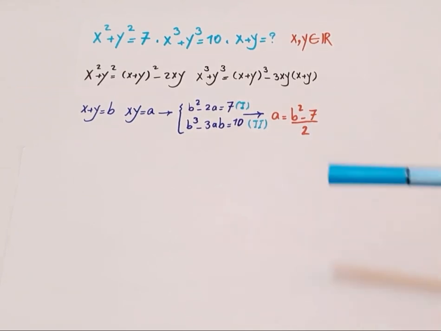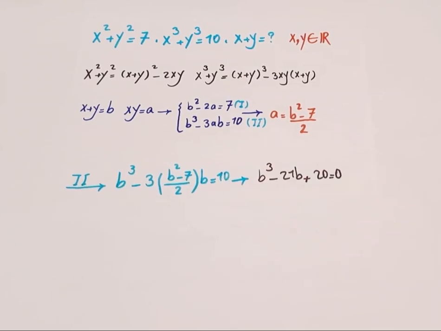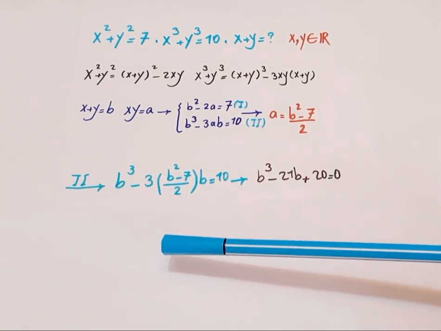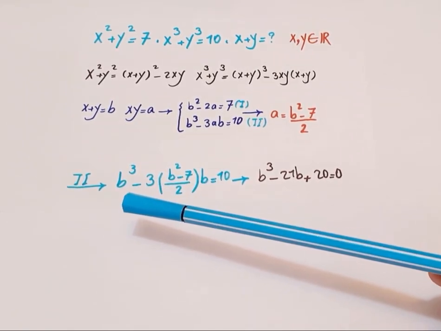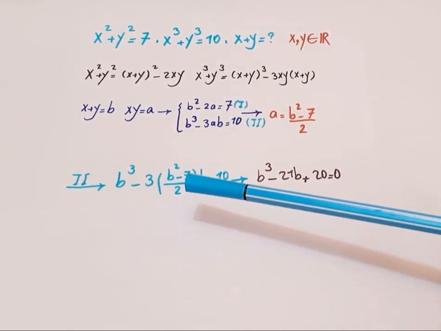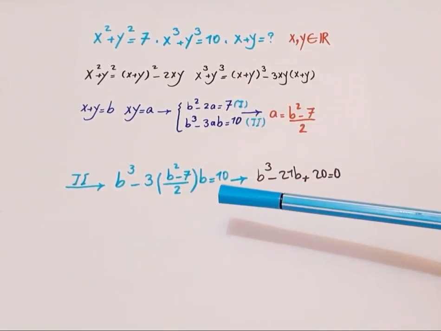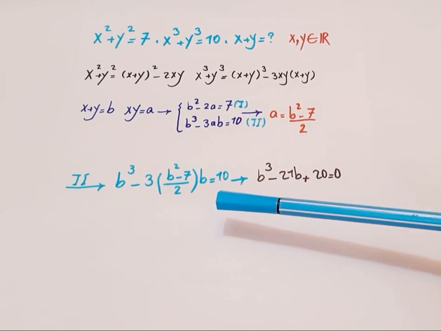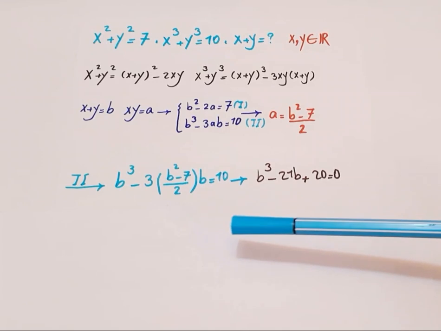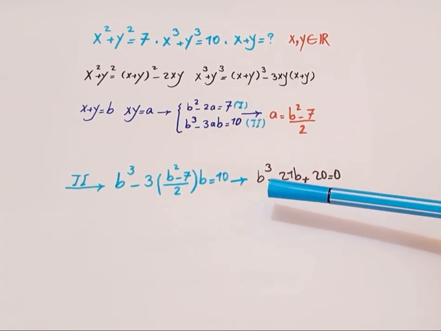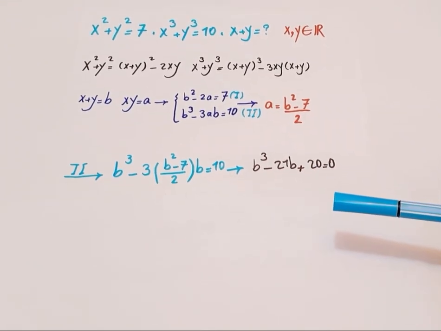But what should we do right now? We should put (b squared minus 7) over 2 instead of a in the second equation, and it means I can write our second equation as b to the 3 power minus 3 times (b squared minus 7) over 2 times b, and that's equal 10. And if I write this equation in a simple way, I can write it as b to the 3 power minus 21b plus 20, that's equal to 0.